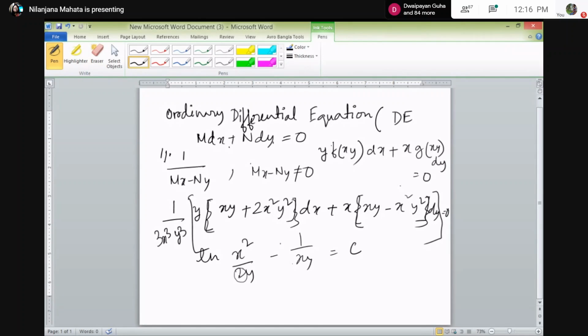Check. Probably these two won't arise. As everyone should check, I have the solution written here and that doesn't contain this two. Yes, ma'am. Probably the two won't be there, right? ln x square by y minus 1 by x square equals c. Right. These two won't be there.